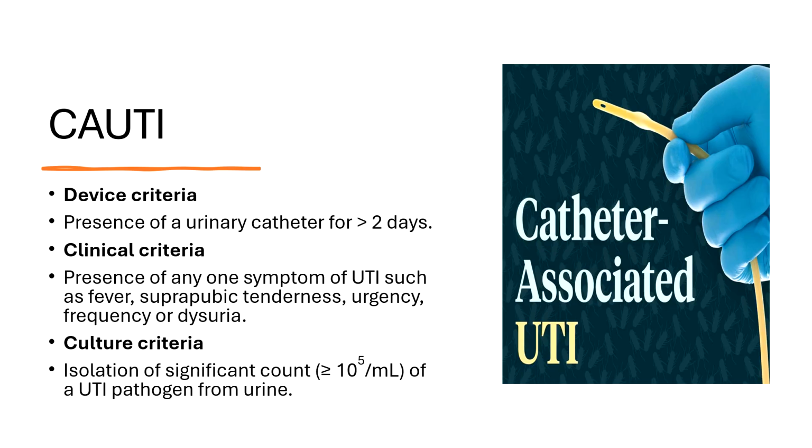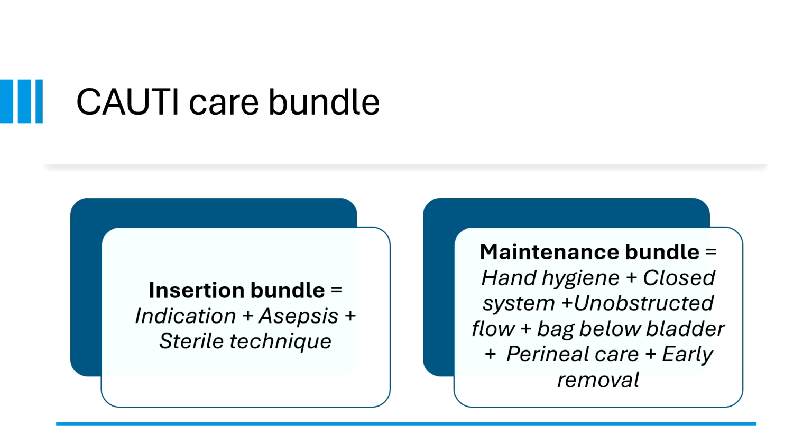And culture criteria, as mentioned in other UTI criteria, like isolation of significant bacteriuria, that is more than 10 to the power 5 CFU per ml of a urinary pathogen from the urine sample. And here the sample has to be collected through a catheter that we have already discussed how to collect the sample in our specimen collection video. You can check it again. So this is how to diagnose a CAUTI.